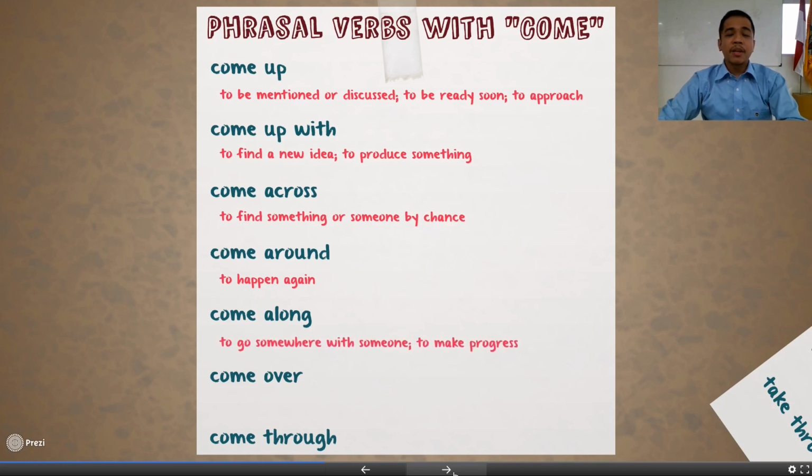Next, come along. Come along means to go somewhere with someone. Like, hey, we're going out for lunch. You want to come along? Next, come over. Now, come over means to visit someone's place for a short time or to affect someone strongly. Like, for example, hey, what time are you coming over here? I mean, my parents are cooking right now and they're waiting for you. Come over. And lastly, come through. Now, come through means to overcome a difficult situation and get better. Like, I'm sure the whole world will come through after this coronavirus pandemic.